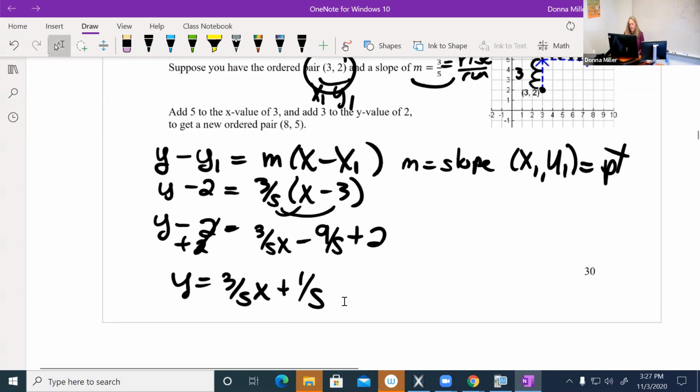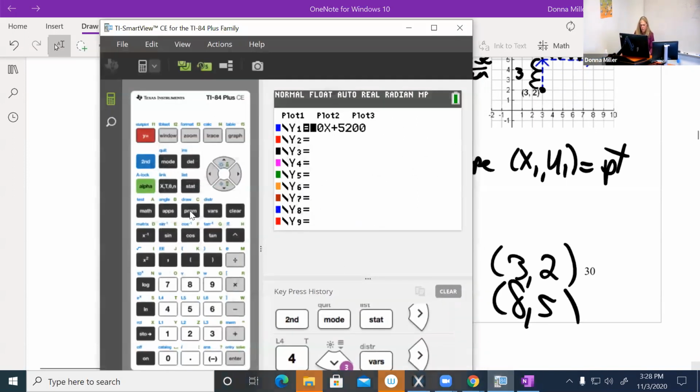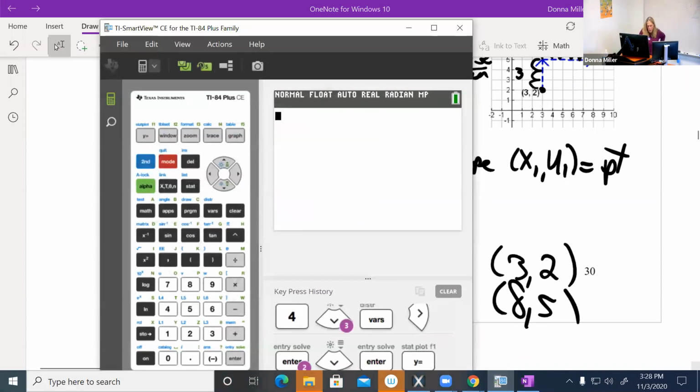So if you have that second point, because I know it passes through (3, 2) and (8, 5), I can plug this in the calculator and I can find the equation of the line. So that's what we're going to do, and we'll verify that that works. All right, so I'm going to plug it in my calculator. So the way that you do that is you're going to hit the stat button right here and then edit.